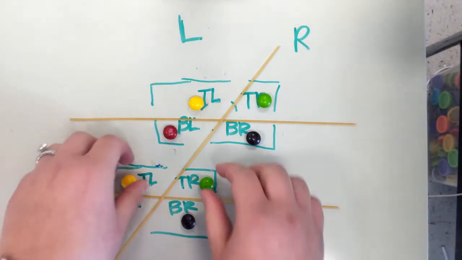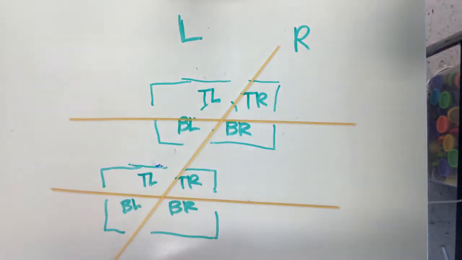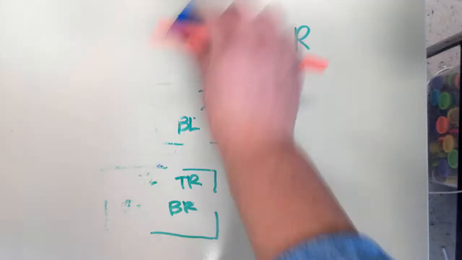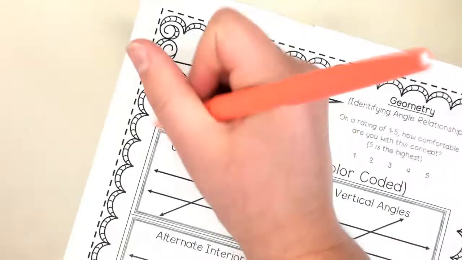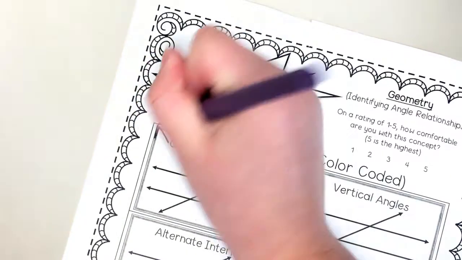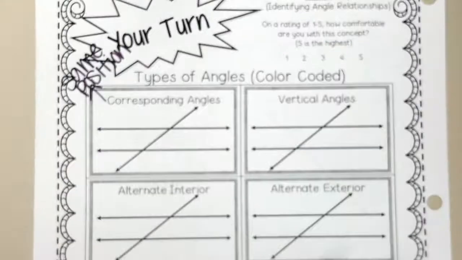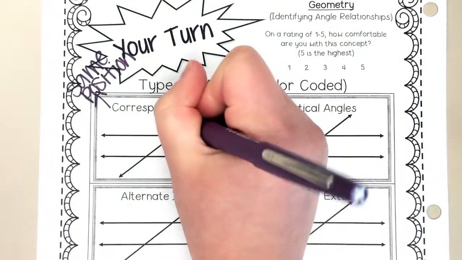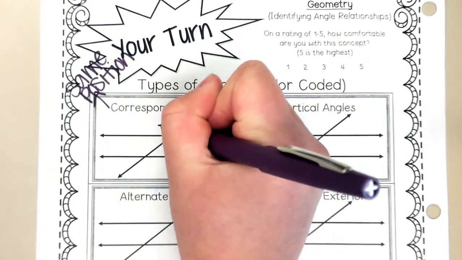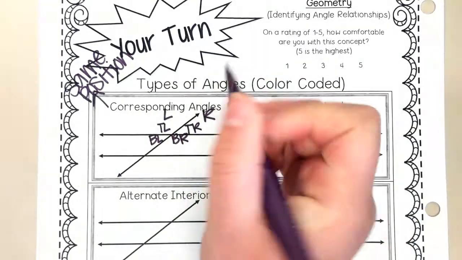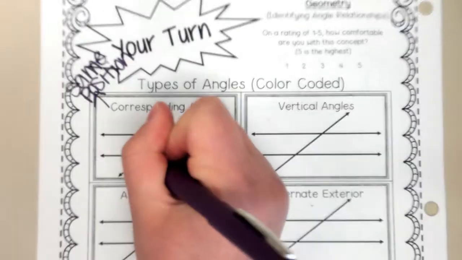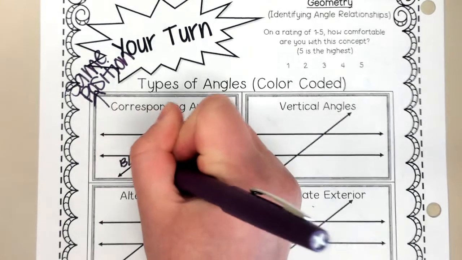Okay, so we're going to take what we did here with our spaghettis, and we are going to write it on our paper. So again, we're in corresponding, and that just means same position. And our dump for this was I have a left and a right side, and then I write TL, TR, top left, top right, BL, BR, bottom left, bottom right, and I have the same exact thing. I cut this out and pasted it down here, top left, top right, bottom left, bottom right.